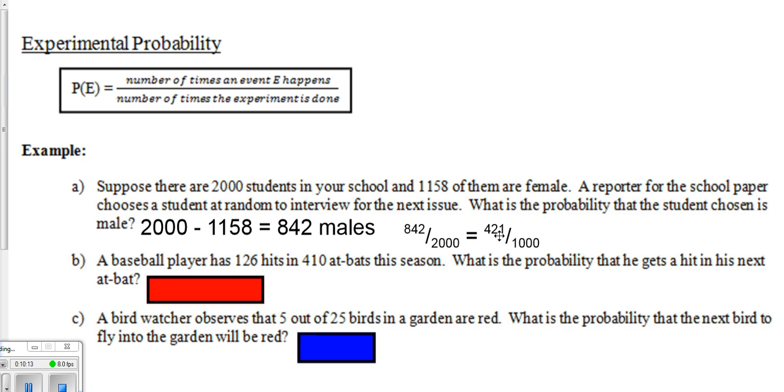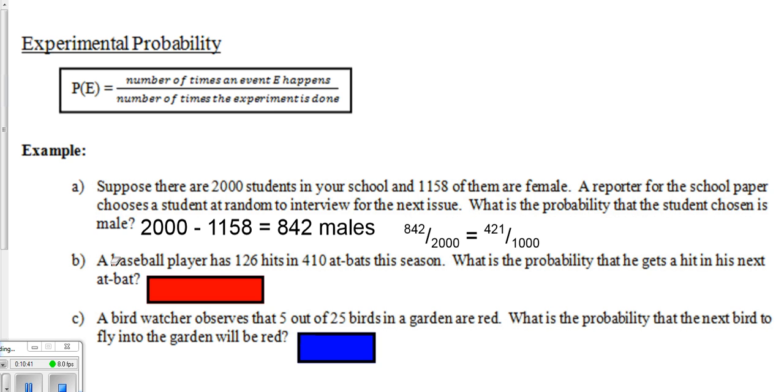Now, normally we might want to say, well, you've got half chance, 50% chance, because male or female, there's only two choices. And we want male, there's only one way to become a male, so it should be 1/2. Well, it's a little bit less than 1/2 in our case because there's not as many boys as there are girls in the school. So that's why experimental might not be exactly the same as your theoretical probability.